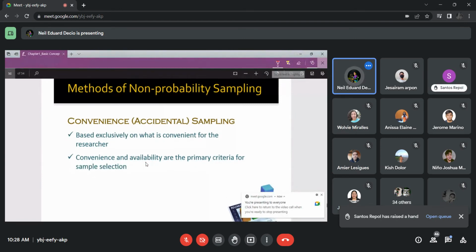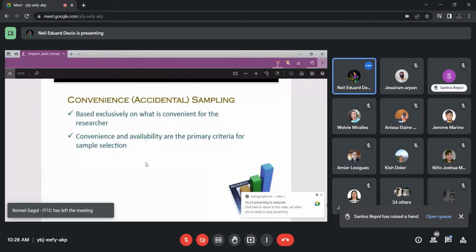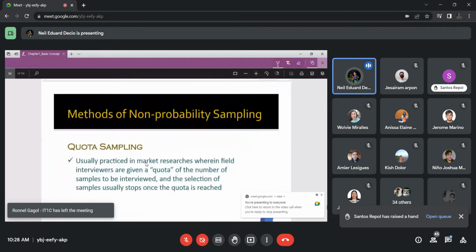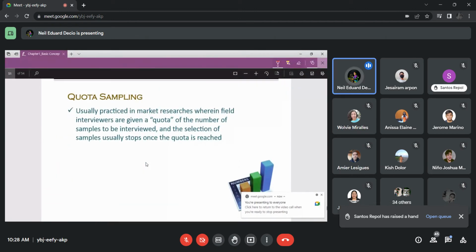And then after that, we have quota sampling. Quota sampling is usually practiced in market research, wherein field interviewers are given a quota of the number of samples to be interviewed, and the selection of samples usually stops once the quota is reached. So when the quota is met, stop. Usually this is used when there is less budget for the research.